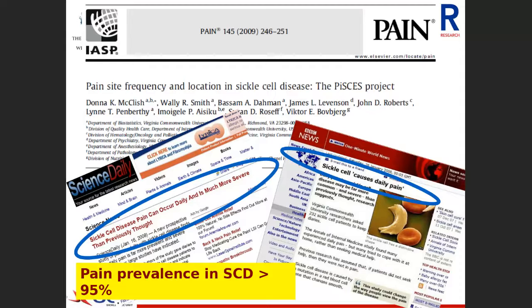And this study, the Pisces project, was actually a very pivotal study in sickle cell disease because it basically looked at pain. And what it found was that there's a pain prevalence of over 95%. Sickle cell pain can occur daily and is often more severe than previously thought. Okay? So most persons with sickle cell disease will experience bone pain, acute pain, at some point in their lifespan.